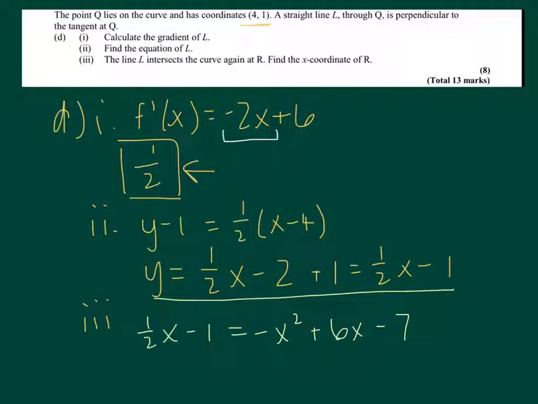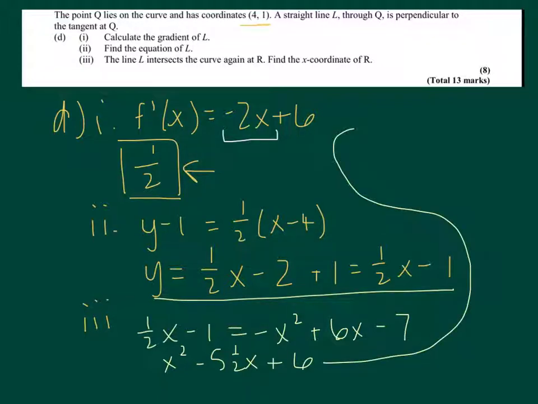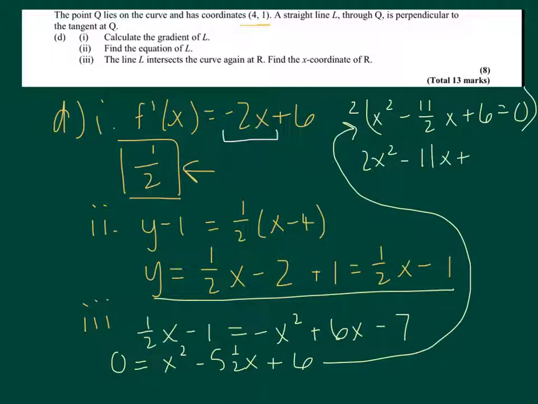If I simplify that, I get x squared minus 5.5x plus 6, and this equals 0. I'm going to change this into an improper fraction. If I multiply this whole thing by 2, I get 2x squared minus 11x plus 12, and I get rid of the denominator.